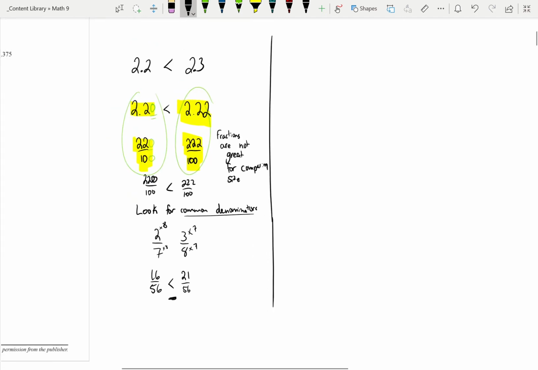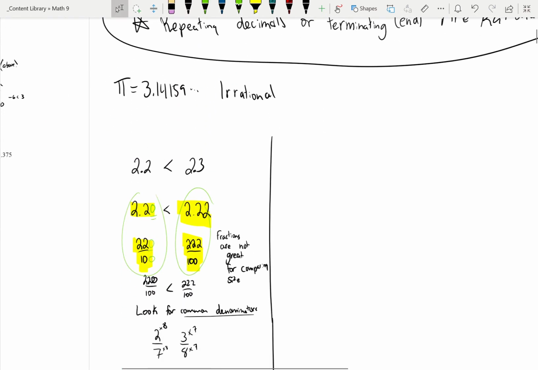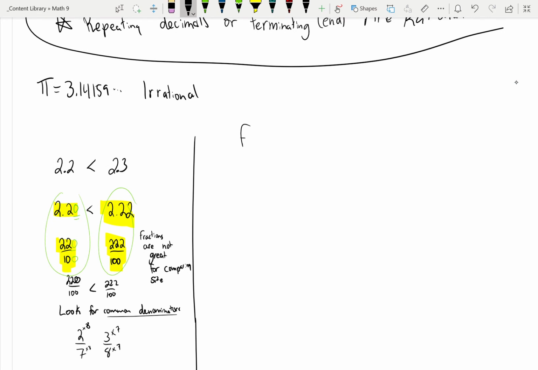The other part of 3.1 is finding values in between. And specifically, I want rational numbers. So for example, find a rational number in between 2.2 and 2.3.